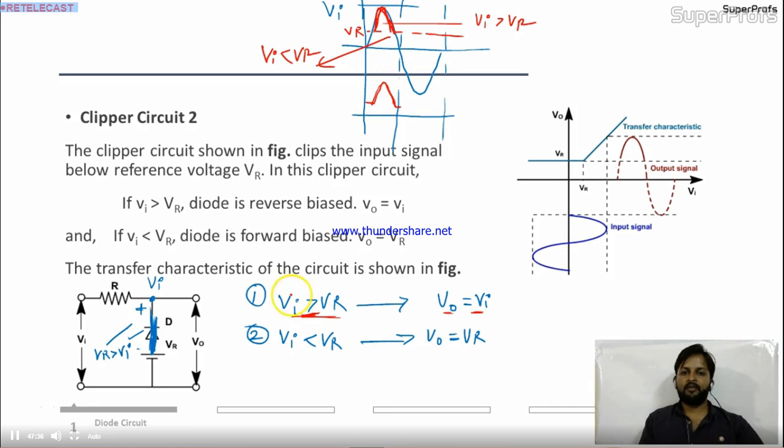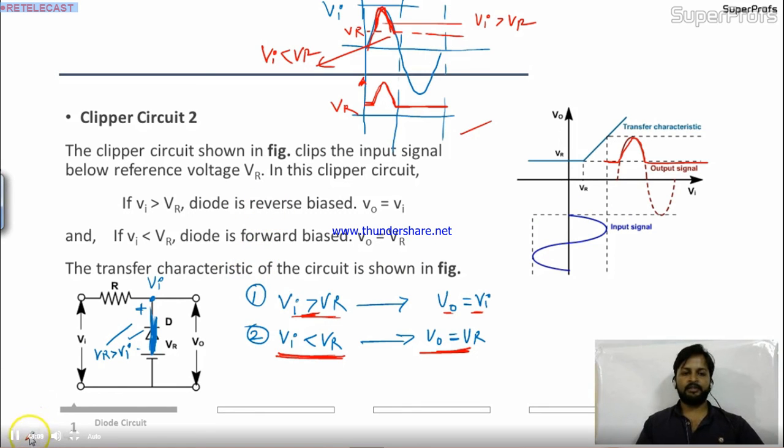What about the next one? When Vi is less than Vr, for this entire region, this region and this region, it will be constant Vr, meaning output will remain constant at Vr. This will be your output stage. See, here you can see this. This is your output signal. I hope this is clear to you. The second point is also clear to you.